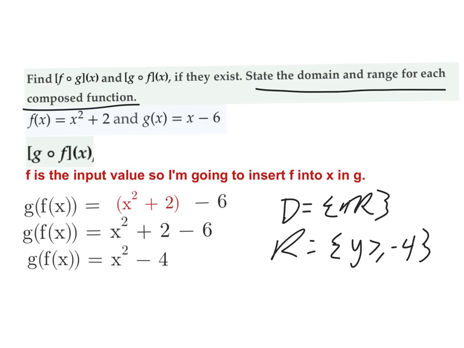All right, how many had that right? X squared minus 4 again? You had that? All right, good. Are there any questions about it?